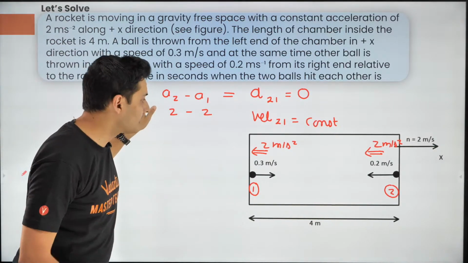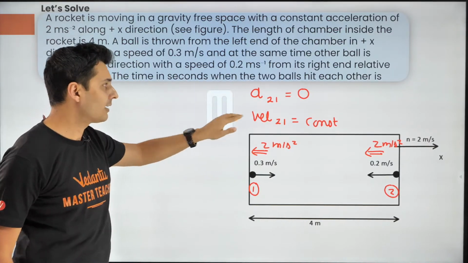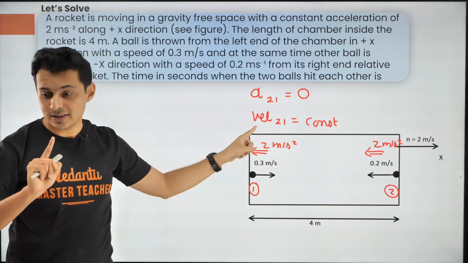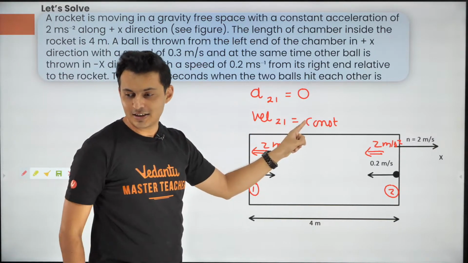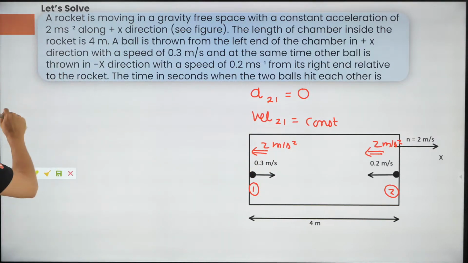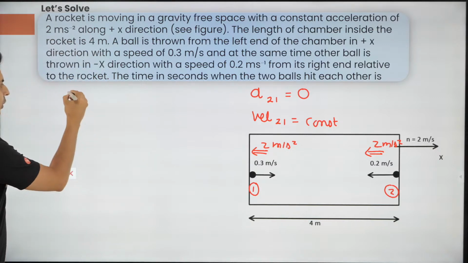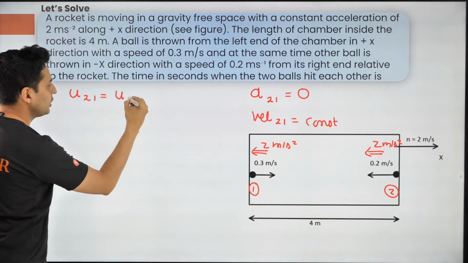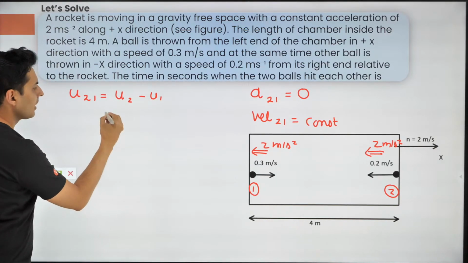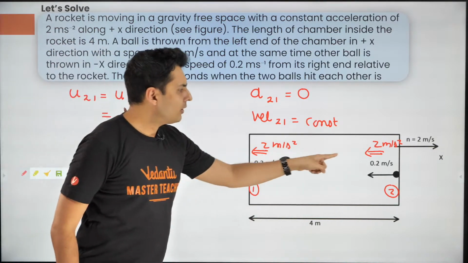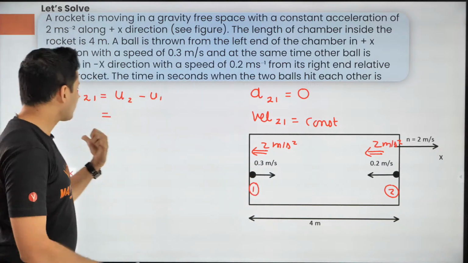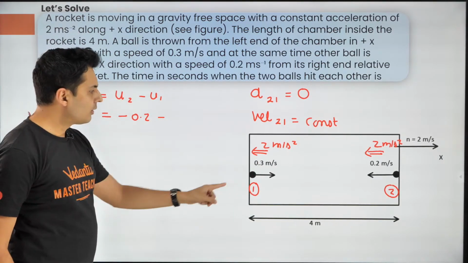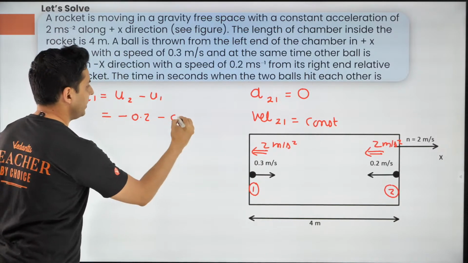I hope this is clear now. There is no minus sign and all that. 0 does not have a sign. Yes, velocity is constant. Understood this? Velocity is constant. Hi Jaideep. Now, if velocity is constant, let's think more. What is the initial velocity of 2 with respect to 1? It will be velocity of 2 minus velocity of 1. And what is that going to be? Velocity of object 2 is minus 0.2, minus velocity of 1, which is plus 0.3.